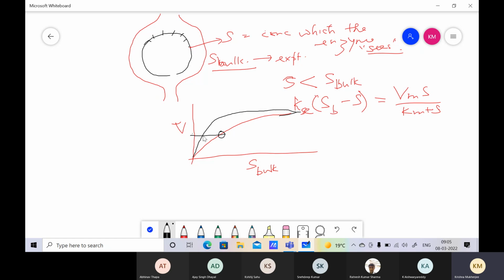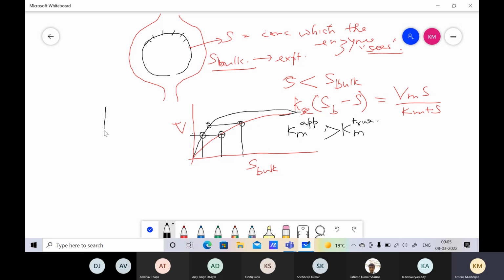Obviously, when S bulk is this much and you're getting a reaction rate equal to this, the real reaction rate is this much, isn't it? Because this is S and this is S bulk. This is what you're measuring, and this is what you're actually having. That is why you have an increase in Km apparent, which is greater than the true Km value. This is how you solve the problems. And I talked about the Damköhler number, etc. So any questions in this?